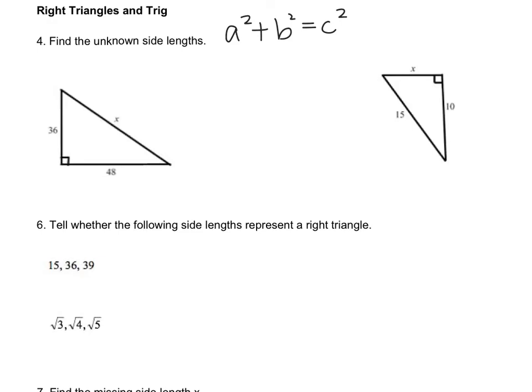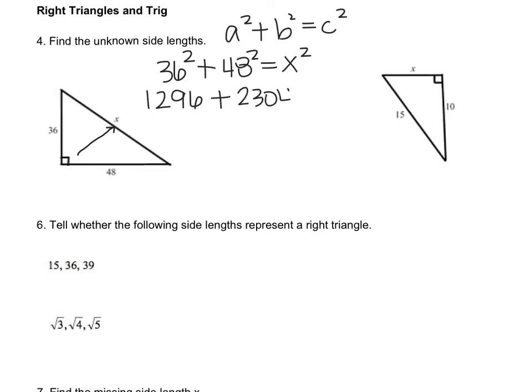So we're looking at our first triangle. I always identify the hypotenuse first, and the hypotenuse is the side opposite the 90-degree angle. So that tells me that x is the hypotenuse. So 36 and 48 are the legs. So we're going to do 36 squared plus 48 squared equals x squared. So 36 squared is 1,296 plus 48 squared, which is 2,304, equals x squared.